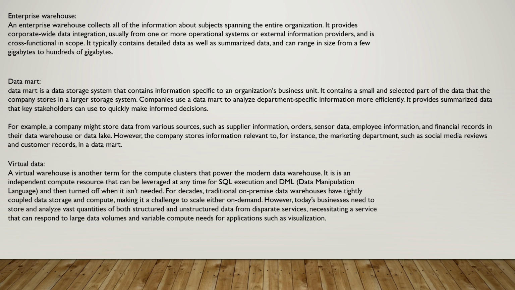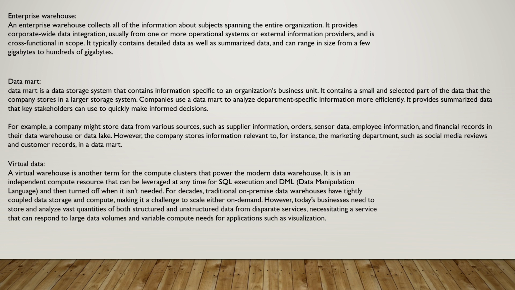A data mart is a data storage system that contains information specific to an organization unit. It contains a small, selected part of the data that the company stores in the large storage system. Companies use the data mart to analyze the specific information more efficiently. It provides data that key stakeholders can use to quickly make decisions.